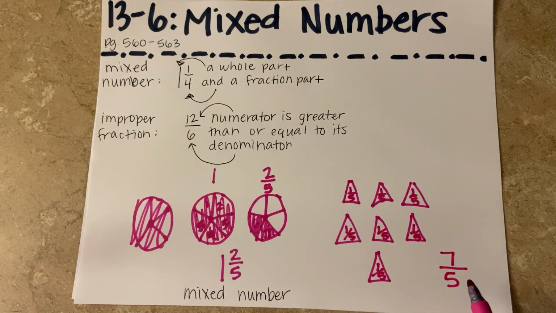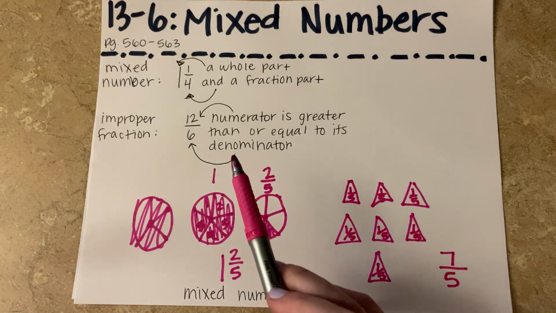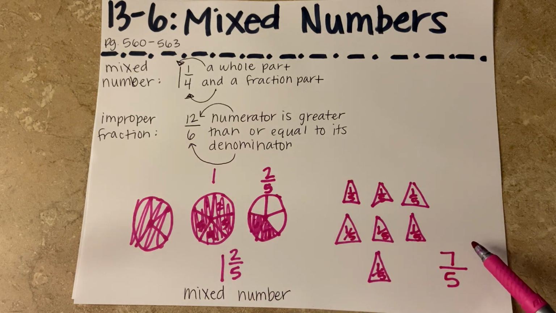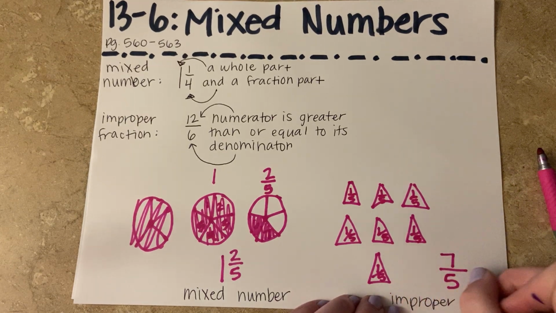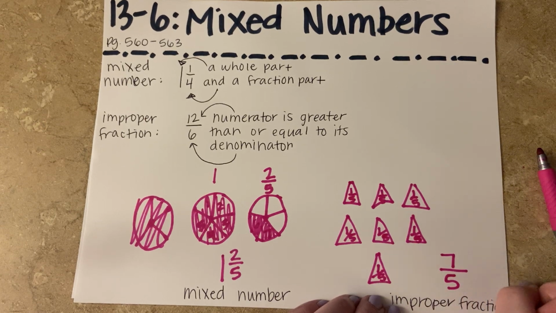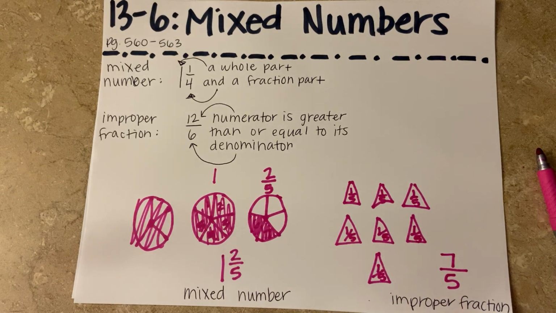And why do I know this is an improper fraction? Well, the numerator, the top number, is greater than the denominator, the bottom number. So this is an improper fraction. Okay.